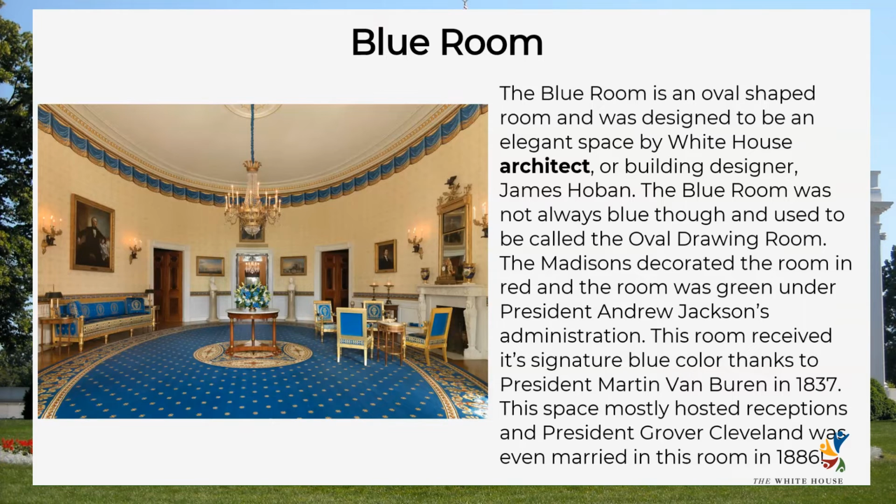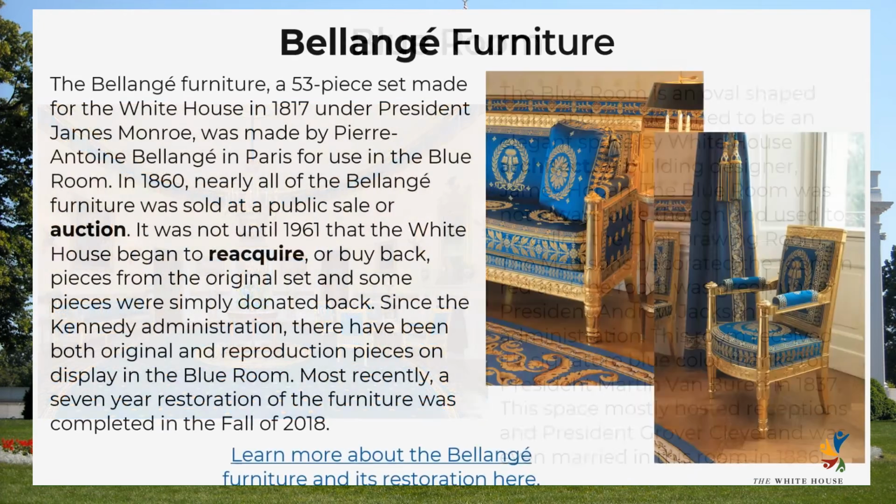This space mostly hosted receptions, and President Grover Cleveland was even married in this room in 1886. The Belange furniture, a 53-piece set made for the White House in 1817 under President James Monroe, was made by Pierre Antoine Belange in Paris for use in the Blue Room. In 1860, nearly all of the Belange furniture was sold at a public sale or auction. It was not until 1961 that the White House began to reacquire or buy back the pieces from the original set, and some pieces were simply donated back.